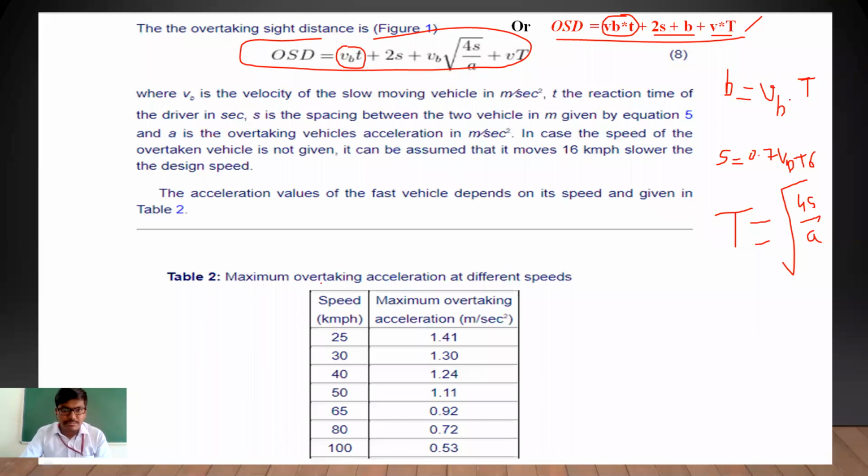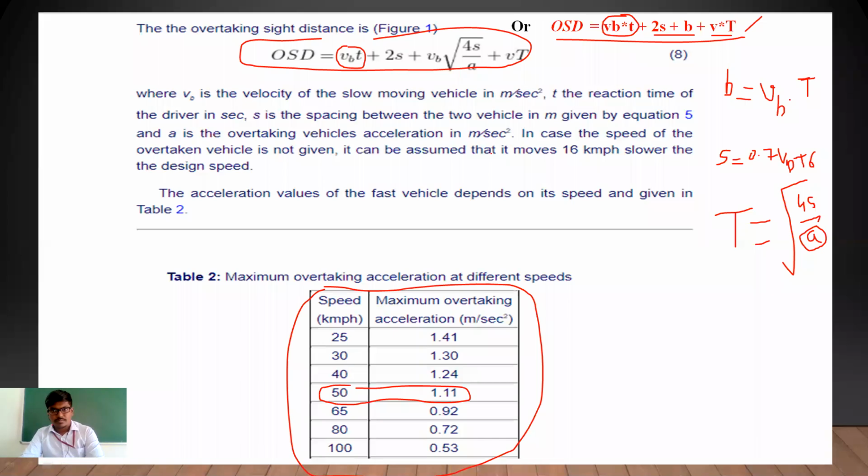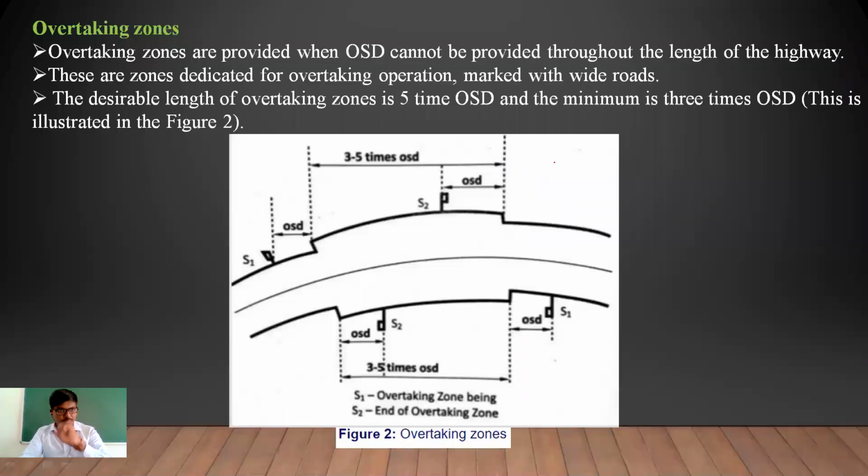So these are some of the maximum overtaking accelerations at different speeds which have been given. If in a numerical example the value has not been given, for example, here to determine T we require the rate of acceleration value, then you need to go to this table. For example, at 50 kmph the acceleration is 1.11 meter per second square. Like that, you should go through this table. There is no option.